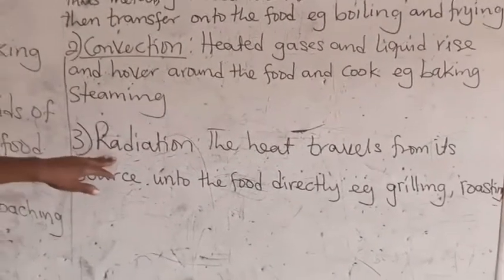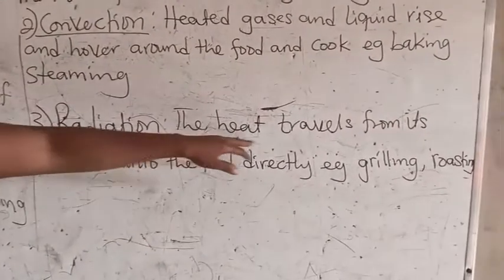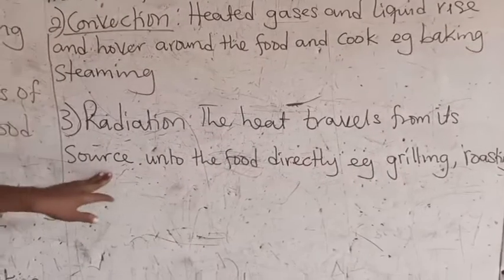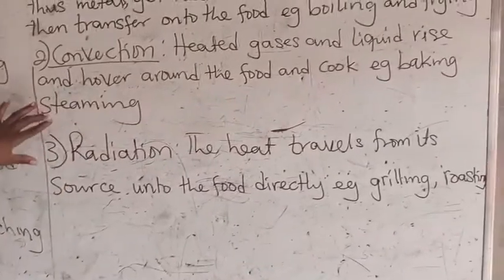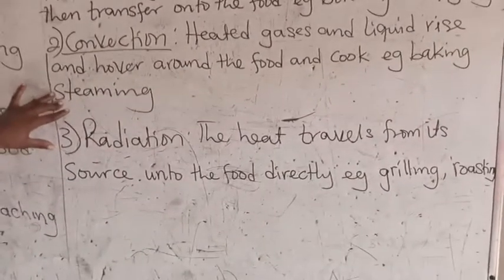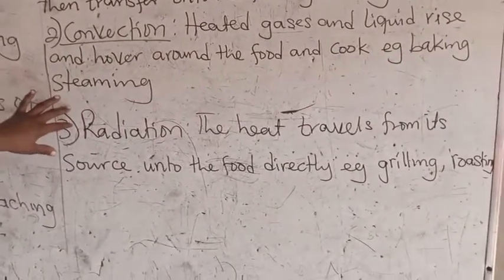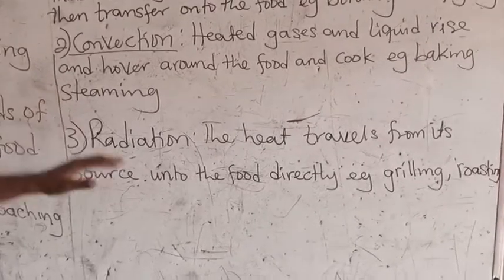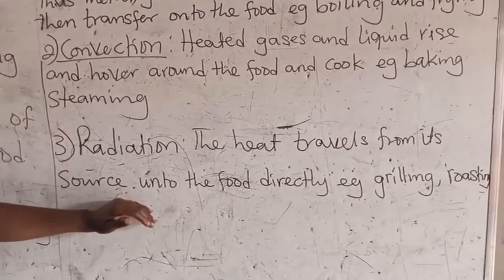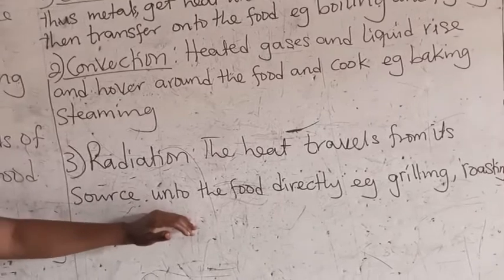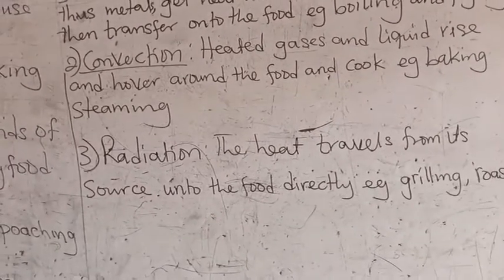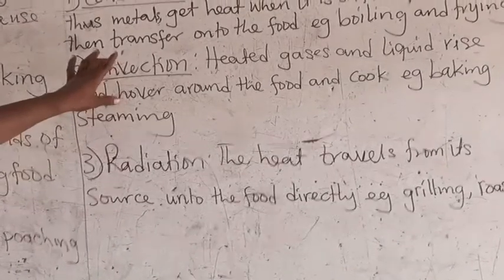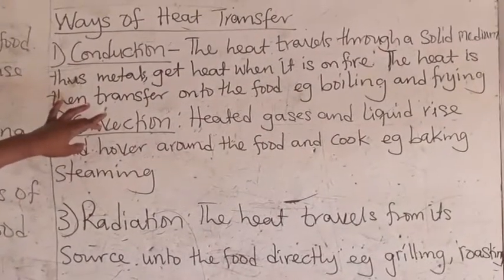Then also we have radiation. The heat travels from its source onto the food directly. Example, grilling or roasting. That is all that we could say today. Now, when we come to the radiation, we can have roasting of plantain, grilling of meat or chicken. Then when we come to convection, we can have baking.